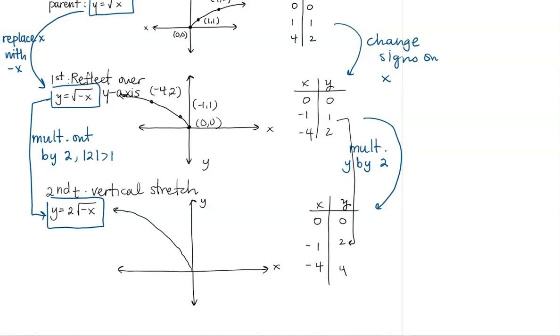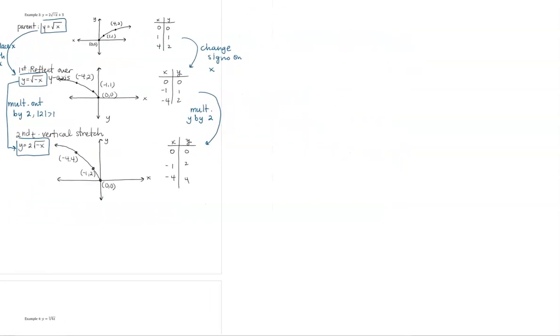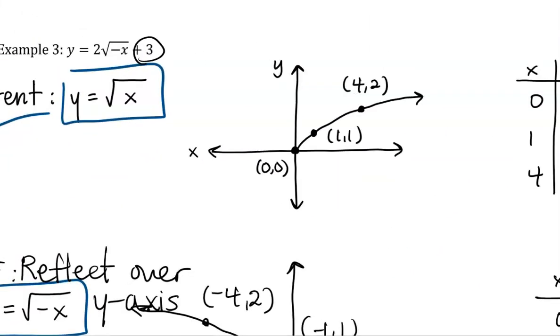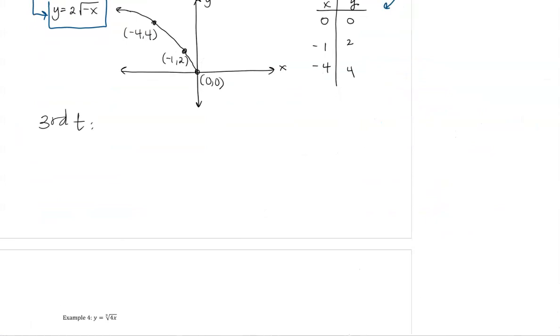And now I'm going to label my points on my graph. (0, 0) did not change. There is (-1, 2), and there is (-4, 4). And we still have one final graph to do because the third and final transformation is whatever this plus 3 is doing on the outside of the equation.